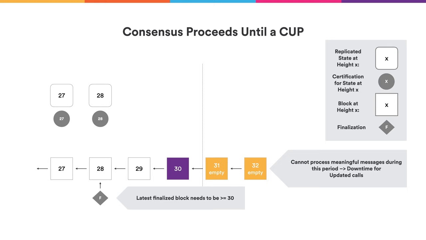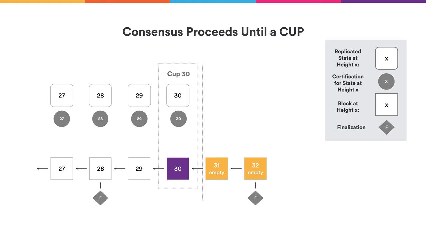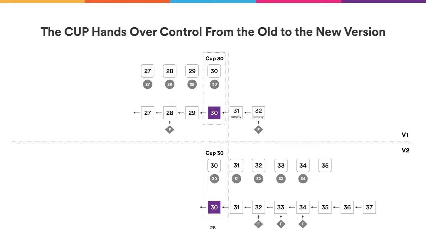Before we can compute the state at height 30, we need to finalize the block 30. In order to reach finalization on those blocks, we need to continue producing empty blocks until we finally have a finalization for a block larger or equal to 30. Once we have that finalized block, we can compute state 30 and finally certify it. Once we have certified state 30, we have all the information necessary to build a catch-up package for that height. We can then use this CUP as a handover point between the two versions.